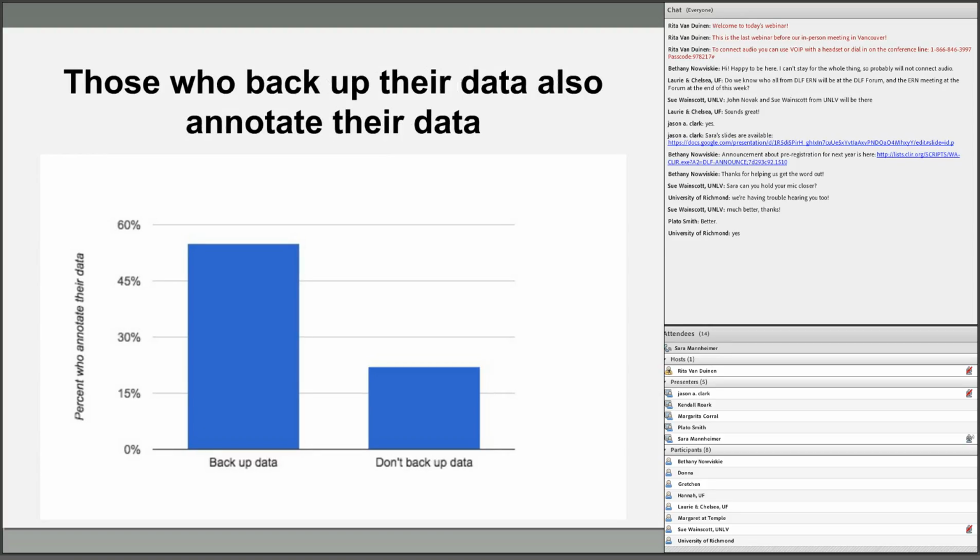Those who back up their data annotate their data. This is kind of a no-brainer. If you're caring for your data enough to back it up, you also want to make sure that it's described well and you can understand it in the future. So 55% of those who back up their data annotate their data. Only 20% of those who don't back up annotate.